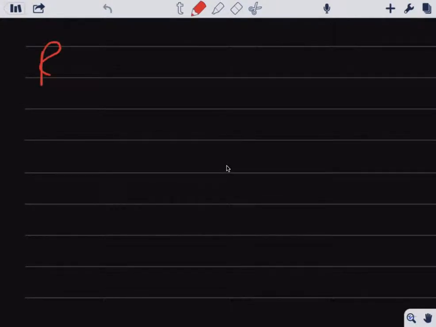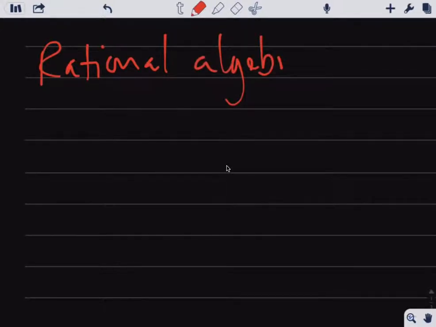Okay, this lesson is going to cover the start of 5.4. Okay, 5.4 deals with what we call rational algebraic expressions.